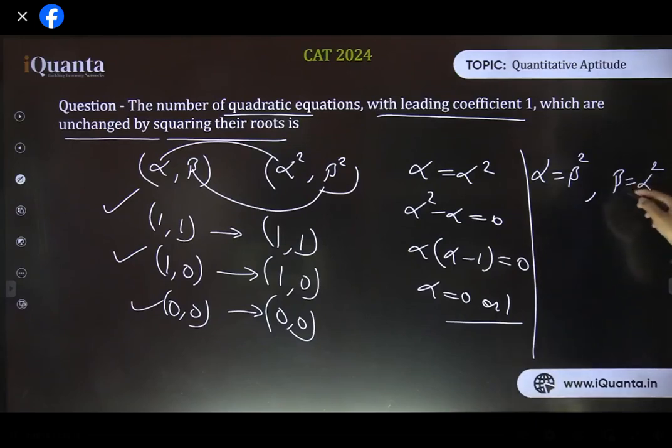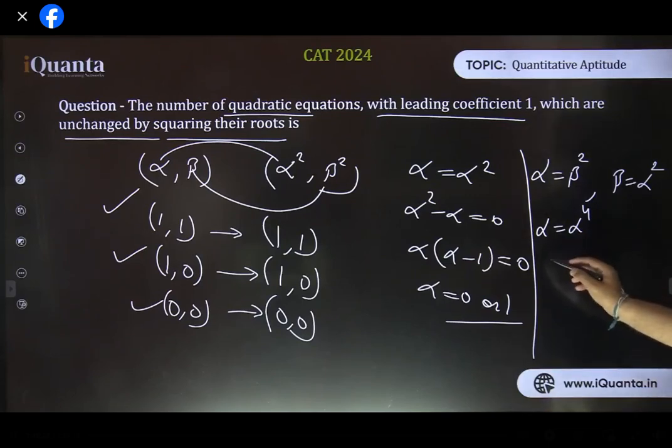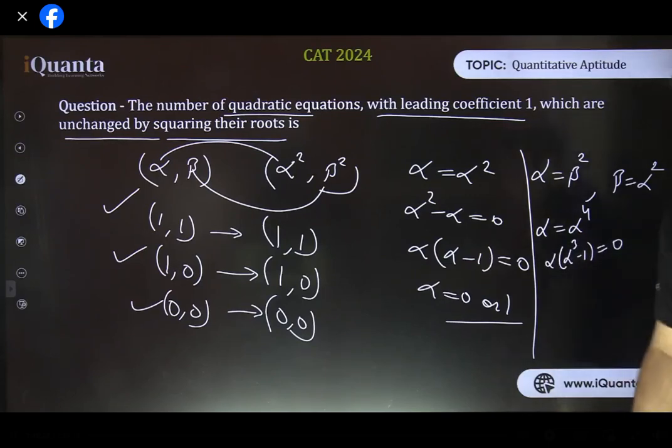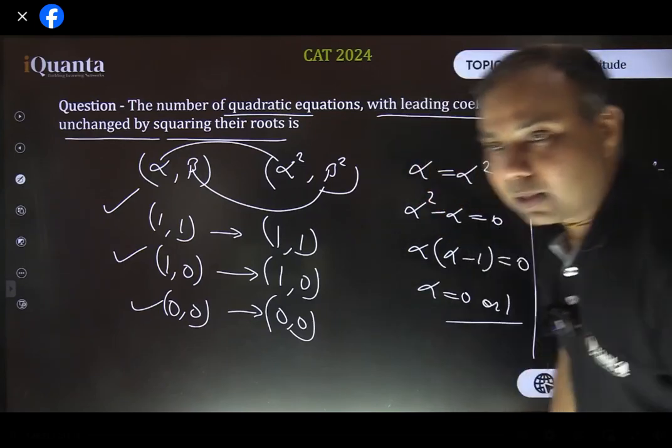So if beta is alpha square, let's put it here. I'm going to get alpha is equal to alpha power 4. So again, rearranging it, we will get alpha times alpha cube minus 1 equals to 0.